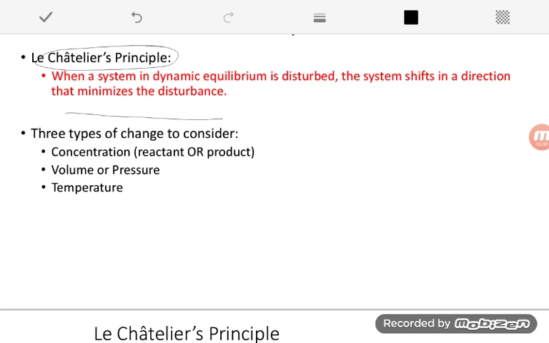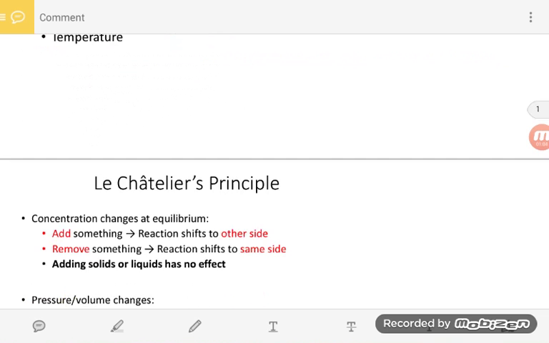So there are three basic types of disturbances we can think of. Adding or removing a reactant or product will disturb equilibrium. Changing the volume or pressure can disturb equilibrium, and changing the temperature can disturb equilibrium. So we can use Le Chatelier's principle to guide us in figuring out how my reaction will respond if I make one of these three changes. The rules, it turns out, are really simple. Just think about the disturbance and then try and do the opposite.